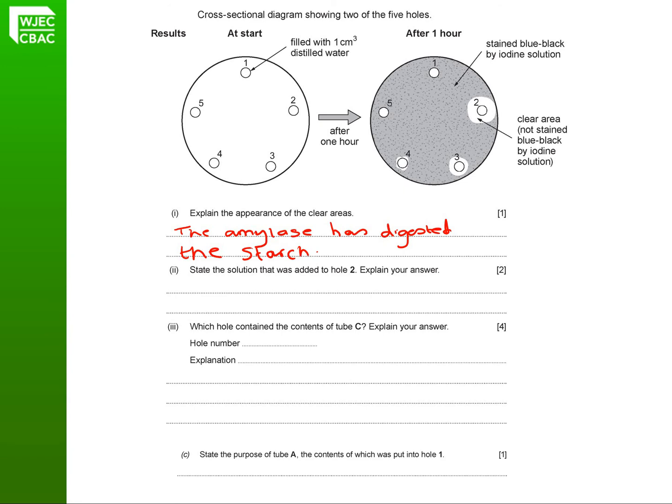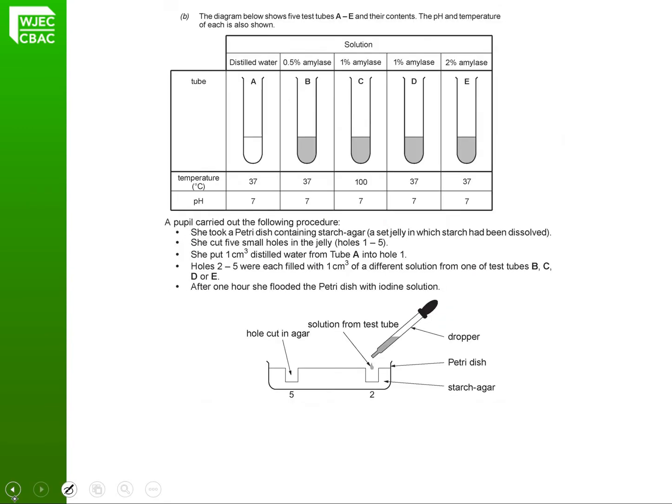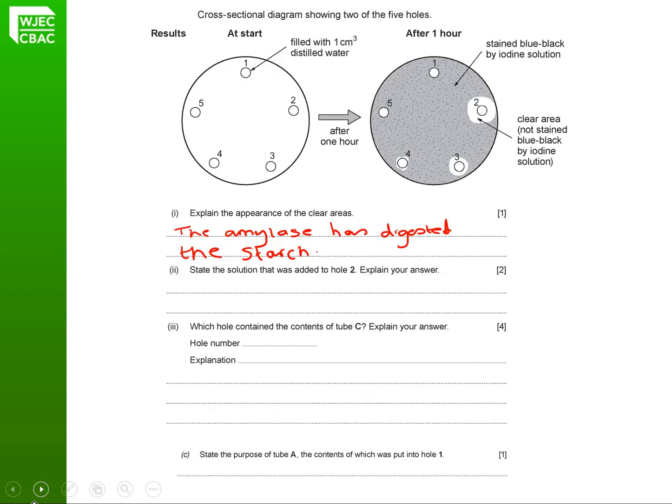State the solution that was added to hole 2. Explain your answer. So hole 2 has the biggest clear area, so that is the one where the most starch has been broken down. So if we go back to the table, obviously we would expect that the one with the highest percentage of amylase would break down the most starch. So the solution that was added to hole 2 would be solution E.